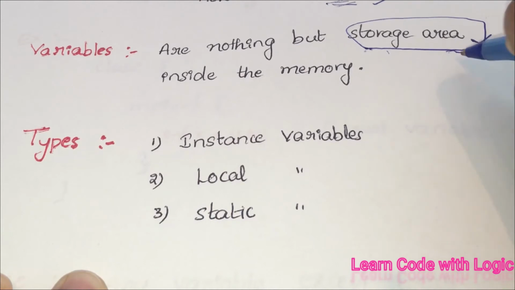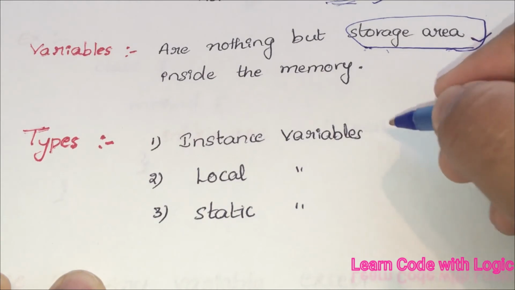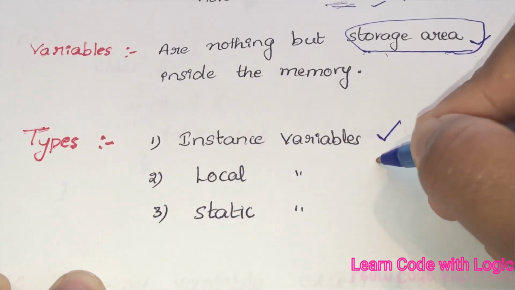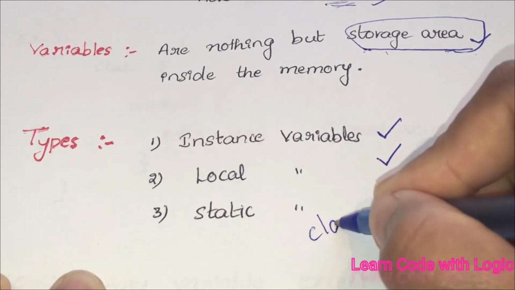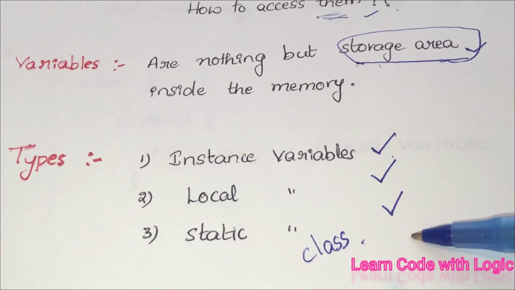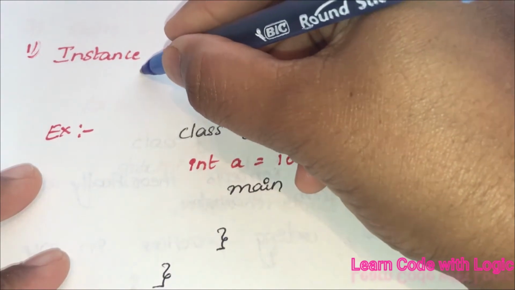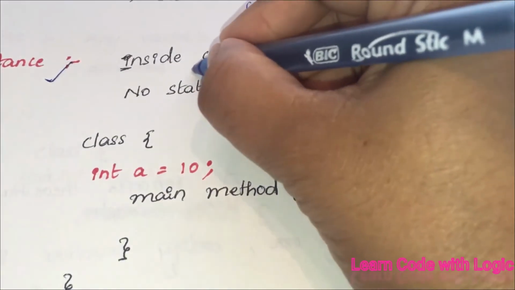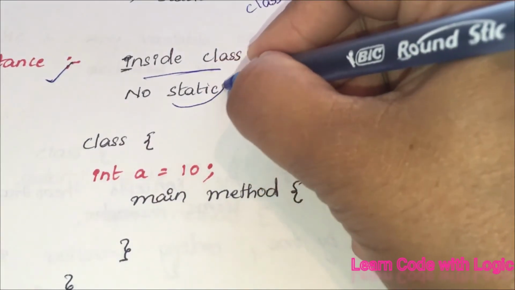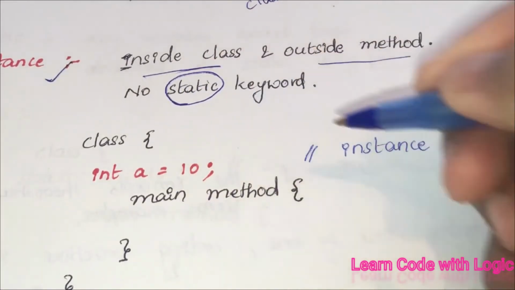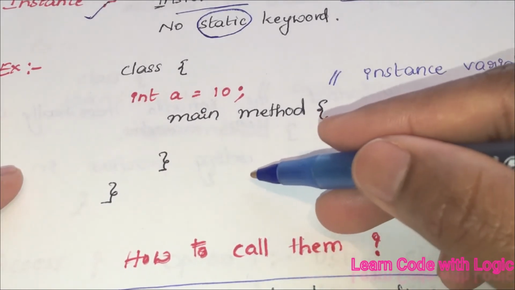We already know that variables are nothing but storage area inside the memory. The types of variables are instance variables, local variables and static variables. This one is also called class variables. Now let's understand one by one what these variables are. The first one is instance variable, which is created inside the class and outside the method, and we don't use any static keyword for the instance variables. It's so confusing, right?